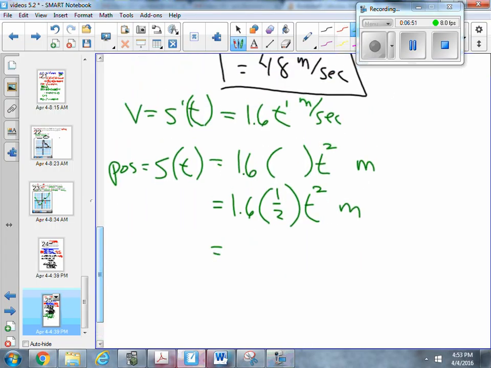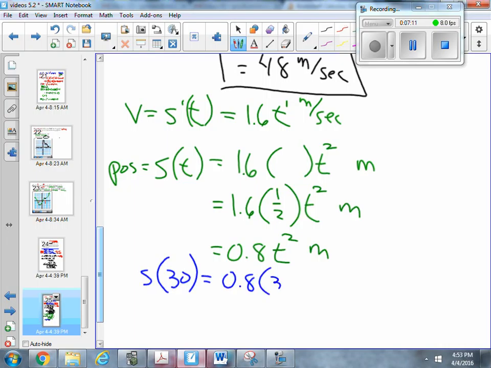So it's equal to 0.8t squared meters. That's our position. And what I'm trying to find is s after 30 seconds. So that is equal to 0.8 times 30 squared. It's going to be in meters.